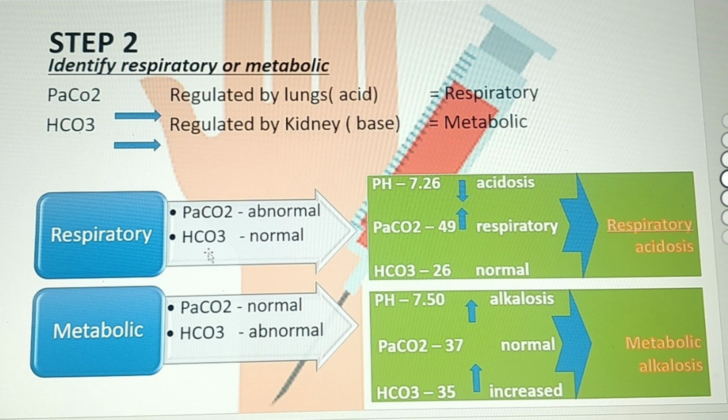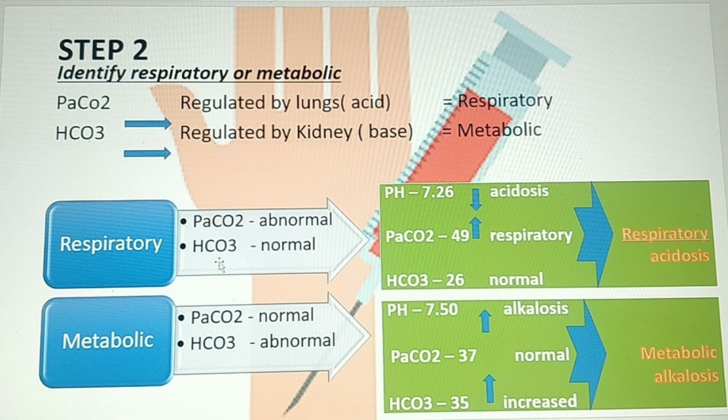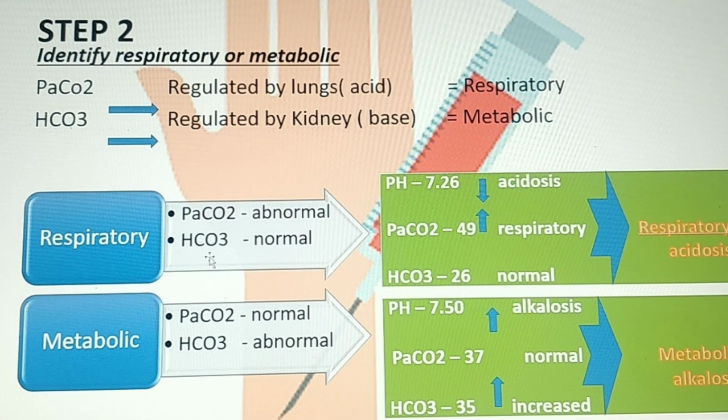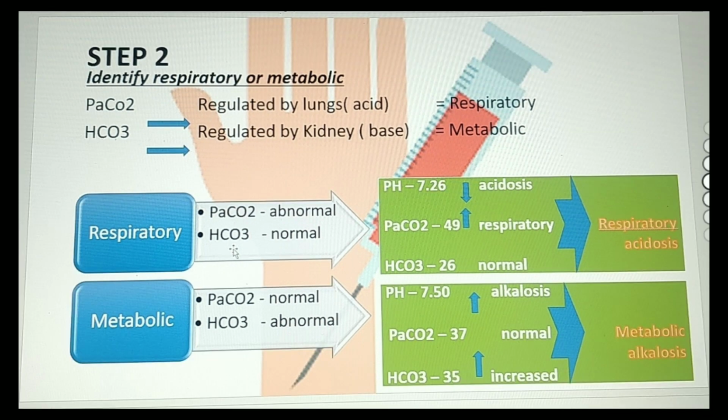Now let's see some examples for respiratory acidosis and metabolic alkalosis. You can see in the picture, for the respiratory acidosis, I have given an example. pH is 7.26, that is less than normal limit, and PaCO2, which is 49, that is more than normal limit, and the HCO3 is 26, which is normal. So less pH, more than normal PaCO2, so it is acidosis and respiratory, so it is a respiratory acidosis.